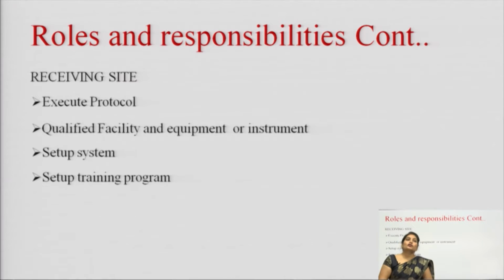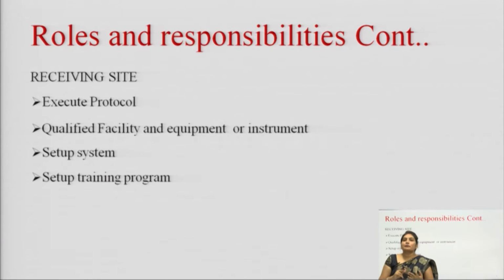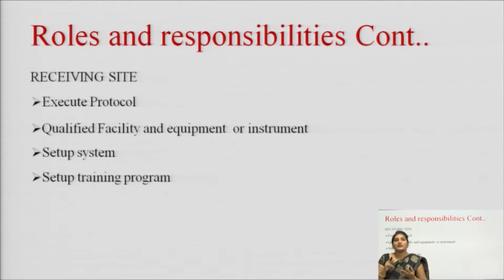Next is the role and responsibilities of the receiving site or receiving unit. Okay. So, execute protocol, qualified facility and equipment or instrument, set up system, set up training program. As I have told you, the sending unit will transfer all the information related to the process, the equipment, the facilities required, and the qualification of personnel that are working in the sending unit. Okay. So, the receiving unit will receive all the information related to the facilities required in the premises, related to the equipment or the instruments.